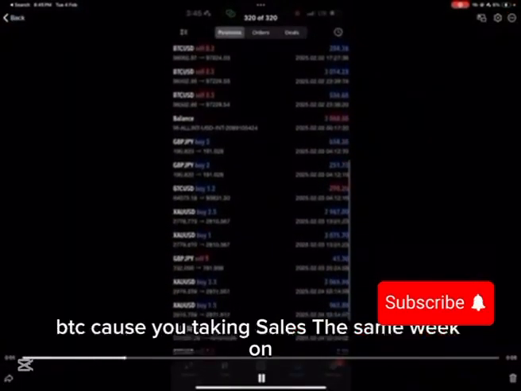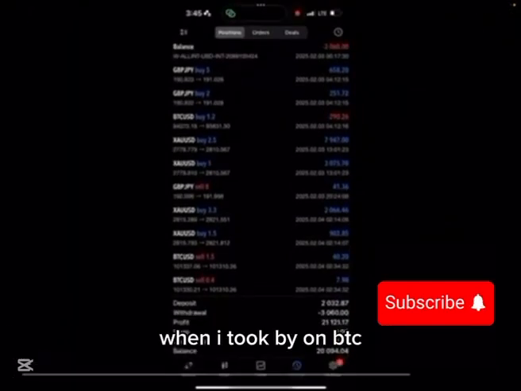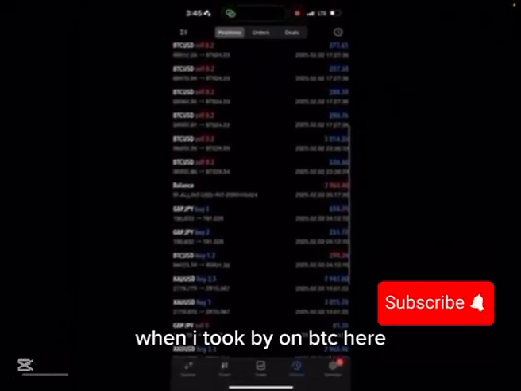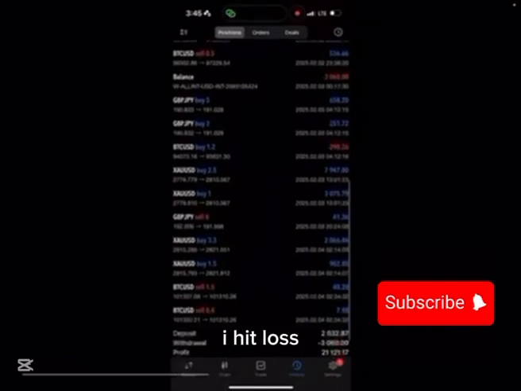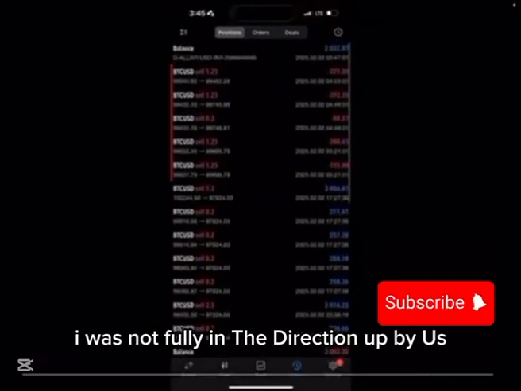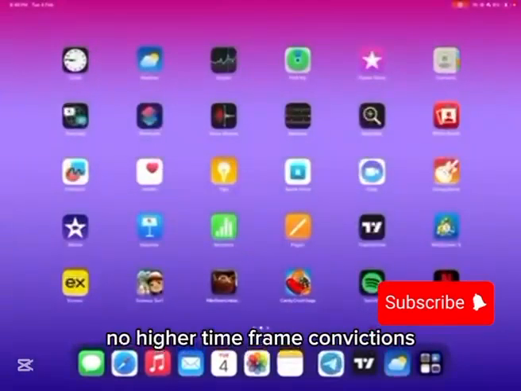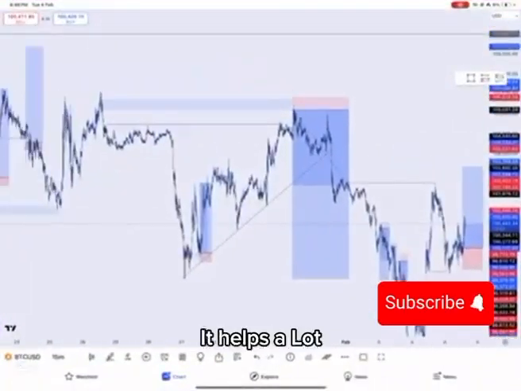That was what saved me. BTC continued taking sales. The same week when I took a buy on BTC, I hit a loss. When I took a buy on BTC here, I hit a loss because I was not following the directional bias. So that's just this. No higher time frame convictions. It helps a lot.